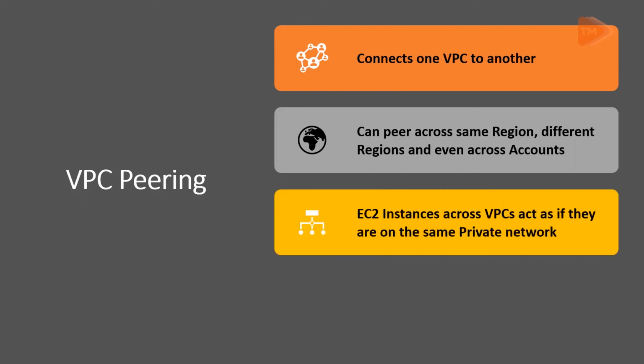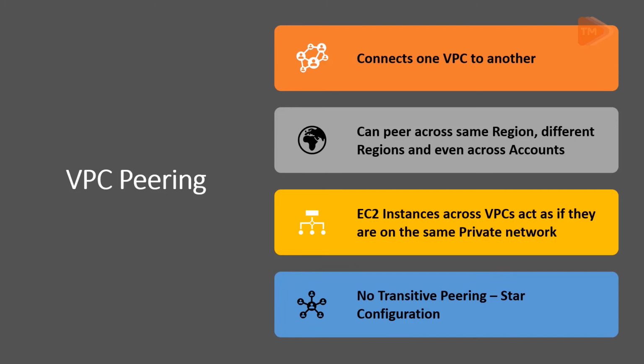Now EC2 instances across VPCs act as if they are in the same private network. So what happens when you do VPC peering is that two VPCs are joined together. I mean, they would act as if they are a single cloud or a single network per se. They will never understand that they are two different accounts or two different regions, but they will act like a single network.